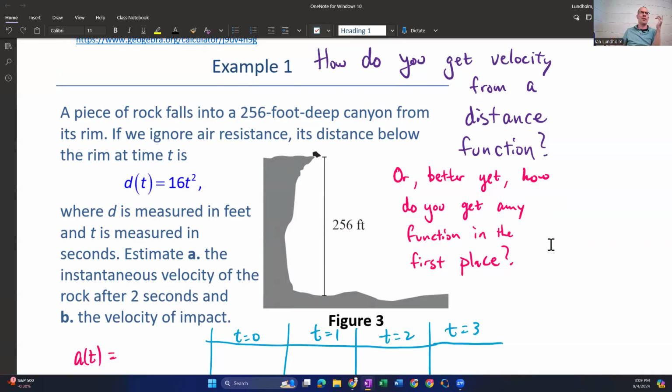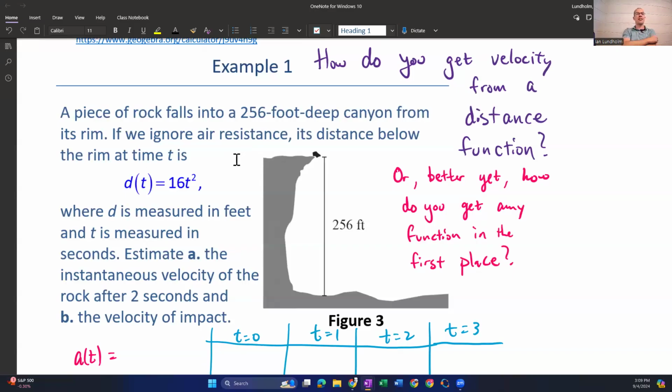Here we're looking at a word problem where it says a piece of rock falls into a 256-foot deep canyon from its rim. If we ignore air resistance, we're going to do that in math class all the time. Its distance below the rim at time t is 16t squared. And it seems like they just pulled it out of thin air. And math textbooks do that all the time. But there's actually a good reason that this is 16t squared. And I think that this is as good a time as any to introduce why that ends up being 16t squared. So hopefully we're going to unravel that mystery.